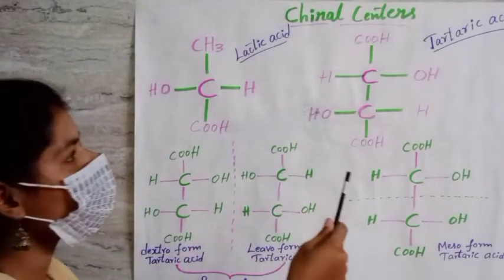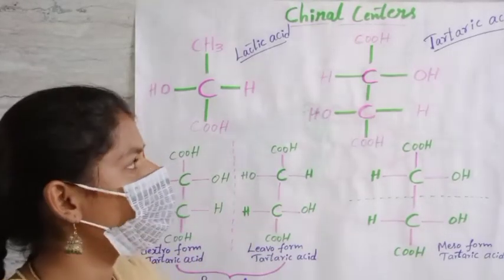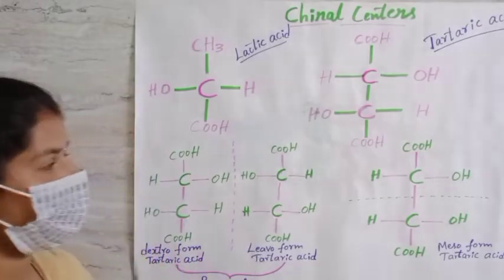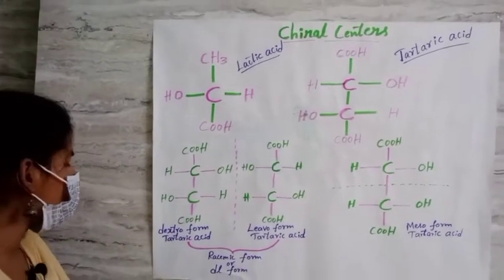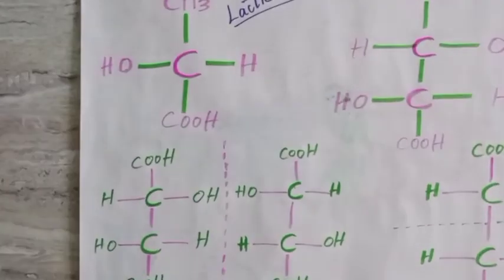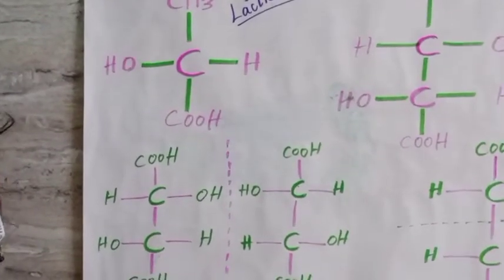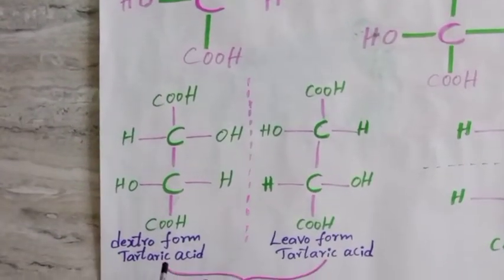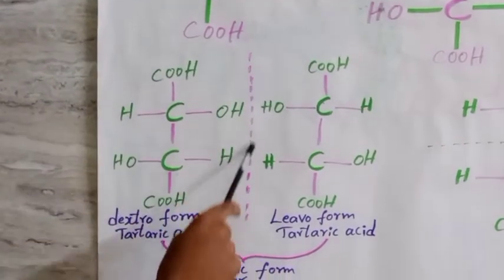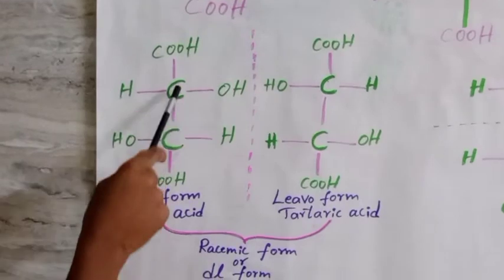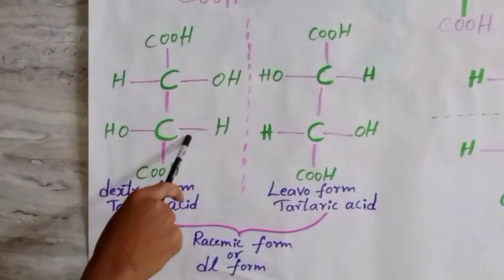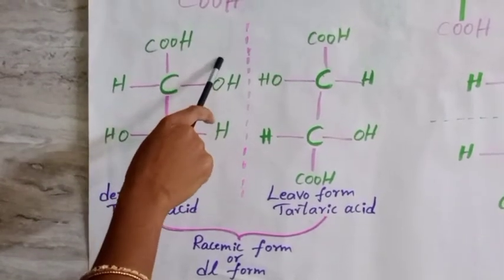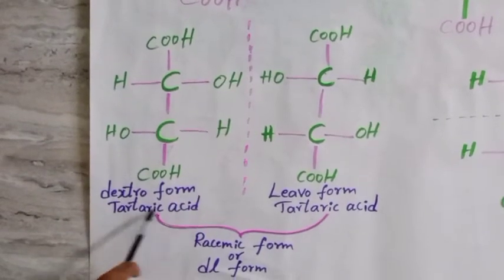Now the behavior or the activity of tartaric acid can be explained in 3 or 4 different forms. Among those, the first form is the dextro form. We already know the dextro form is where plane polarized light rotates in the clockwise direction. This is an example of tartaric acid, where it has 2 chiral centers with different groups attached to it, and the plane polarized light is rotated in the clockwise direction. So it forms the dextro form of tartaric acid.